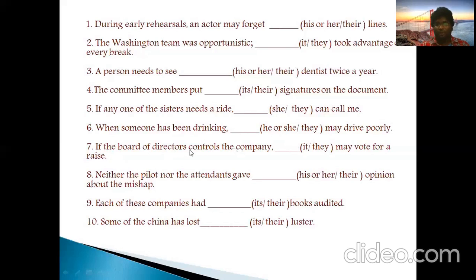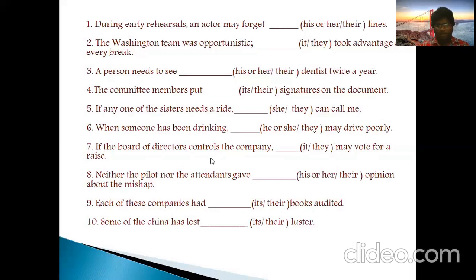If the board of directors controls the company, dash may vote for a raise. So we now have to understand, right? Very good, very good. If the board of directors controls the company, it may opt for a raise, or they may opt for a raise. So you now have to decide which one actually goes.